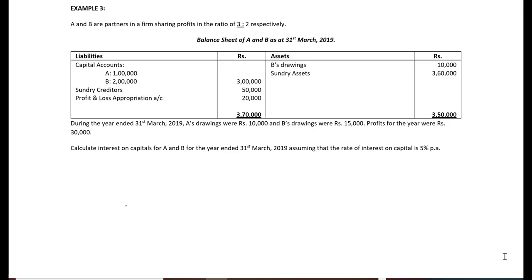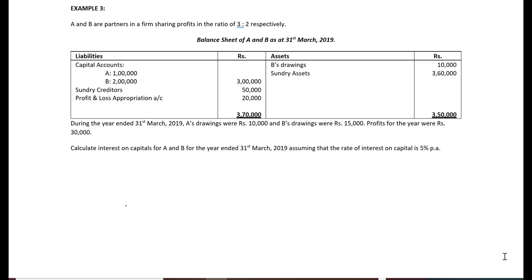Now the profit and loss appropriation account balance is also there in the balance sheet on the liability side for rupees 20,000. Apart from that, on the asset side we have B's drawings to the extent of 10,000. Additionally, it's given that during the year ended 31st March 2019, A's drawings was rupees 10,000 and B's drawings were rupees 15,000. Profits for the year is rupees 30,000.